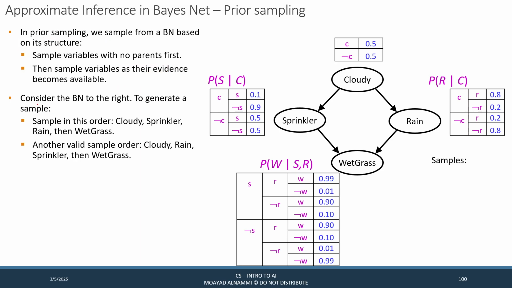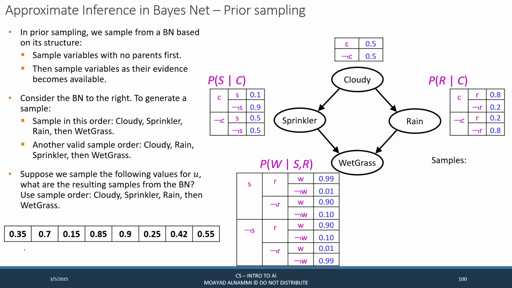and then sample the remainder of the variables as their evidence becomes available. With this Bayesian network, there are actually two ways to sample. I could sample cloudy, and then sprinkler, rain, and then wet grass. Or I can sample cloudy, rain, sprinkler, and then wet grass. So the order is: you start with variables that have no parents, and then sample the remaining variables as their parents become available.